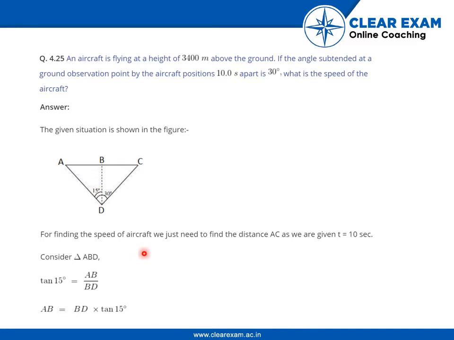For finding the speed of the aircraft, we just need to find the distance AC, which is this, as we are given t equals 10 seconds. So now consider triangle ABD. In case of this particular triangle, tan 15 degrees equals AB divided by BD, right? So AB is coming out to be BD into tan 15 degree.